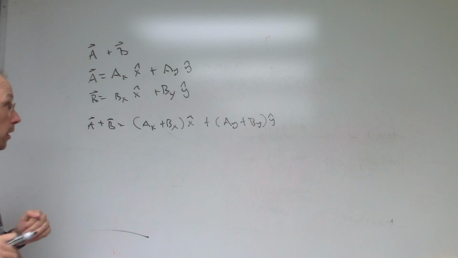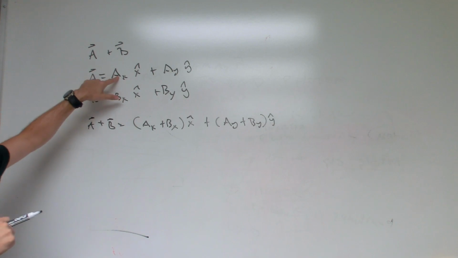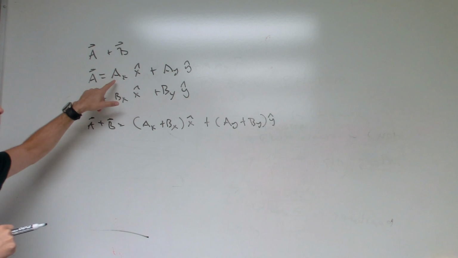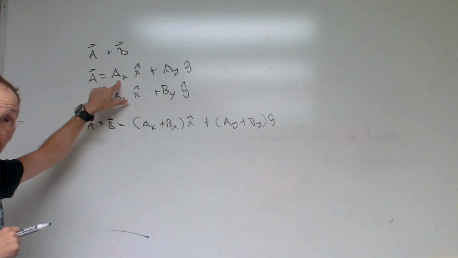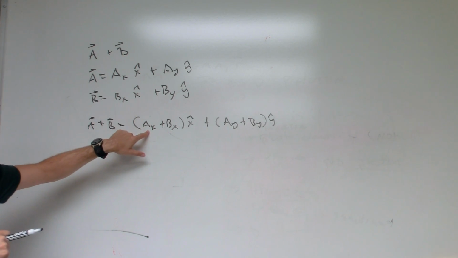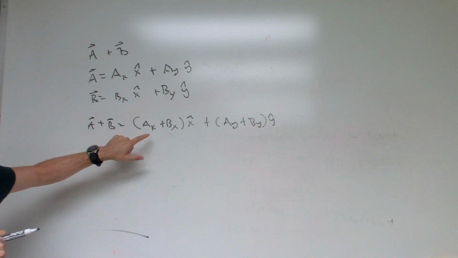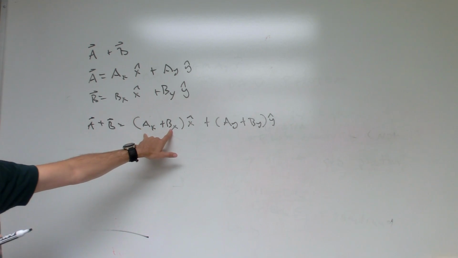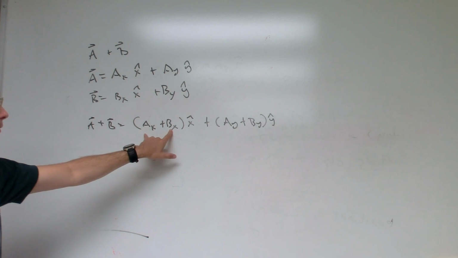Now, how do you find these? It helps to draw a picture to find the x and y components. And the AX component could be positive or negative. So if that's negative, then make sure you put it in there. They could both be negative. Then you're adding two negatives, which makes something more negative.